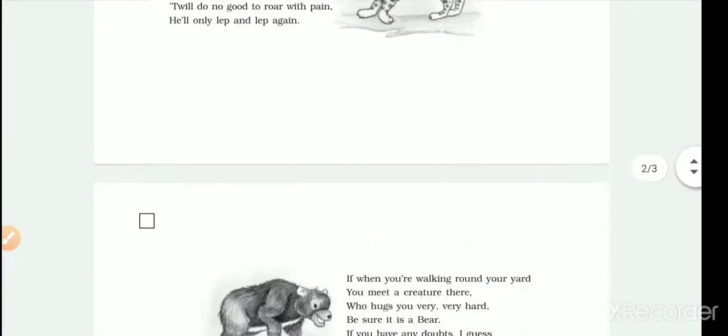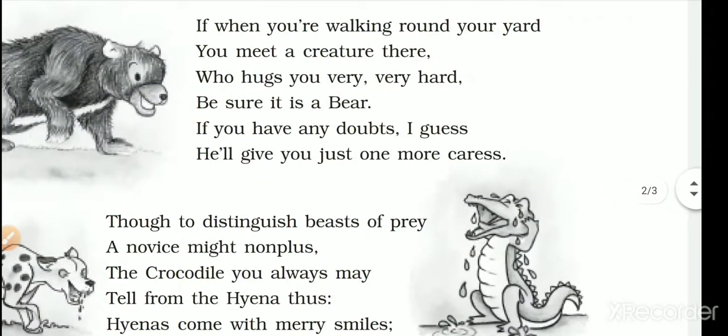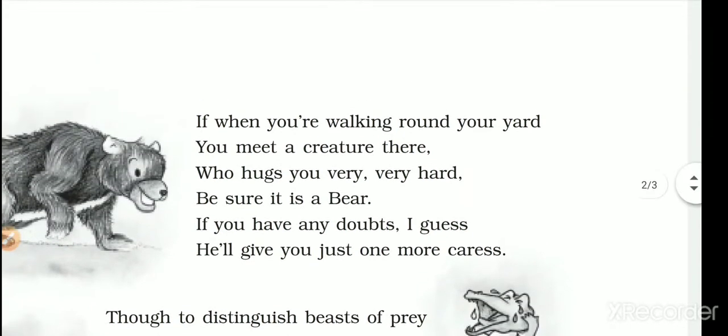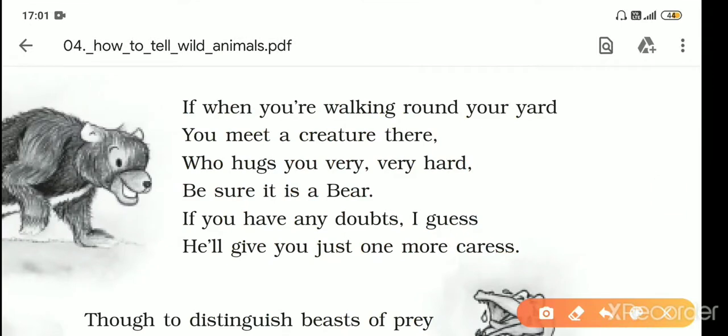In this fourth stanza: if, when you are walking round your yard, you meet a creature there who hugs you very hard, be sure it is a bear. If you have any doubts, I guess he will give you just one more kiss.